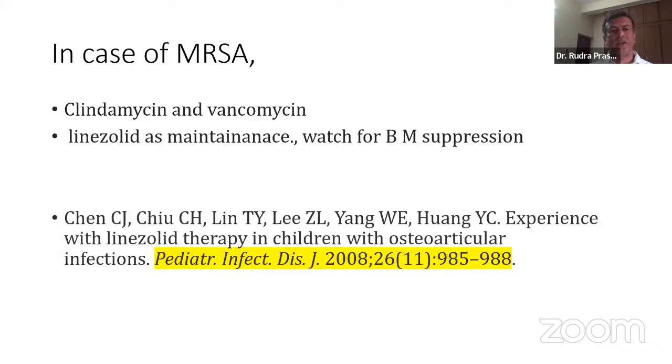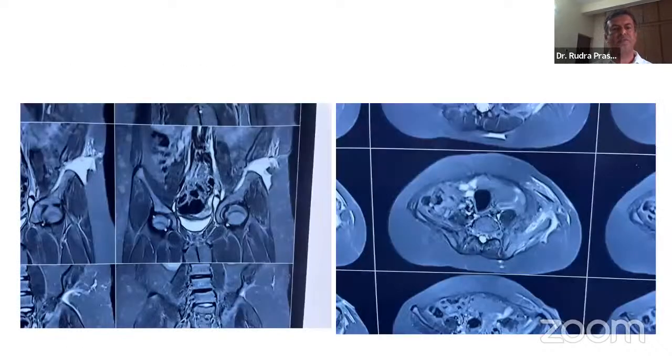In case of MRSA, clindamycin and vancomycin are the first line of treatment, and linezolid should be preserved for oral dosage or as a second line of treatment, because linezolid has so many side effects, like myelosuppression, which one has to manage. So primary treatment should be with vancomycin in case of MRSA.